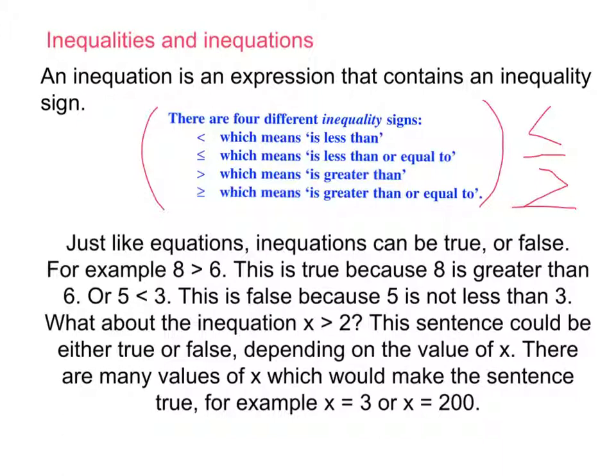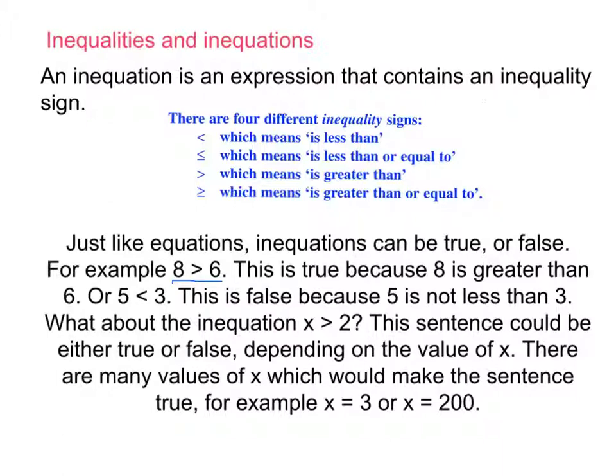So we've been looking at proving equations, finding if they're true or false with substitution. Just like equations, inequations can either be true or false. For example, you could have 8 is greater than 6. This is an inequation. Why is it an inequation? If you look here, it involves an inequality sign, the greater than sign. So we have 8 is greater than 6, and it's true, because 8 is greater than 6.